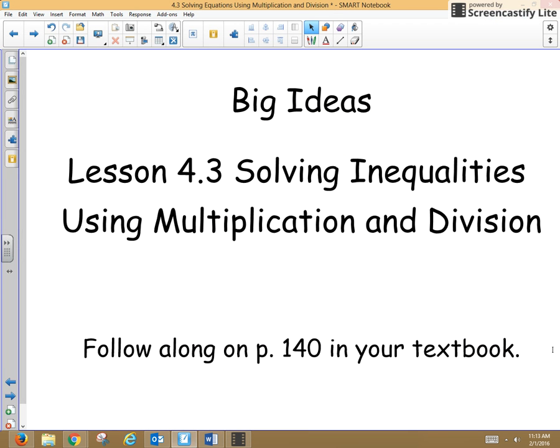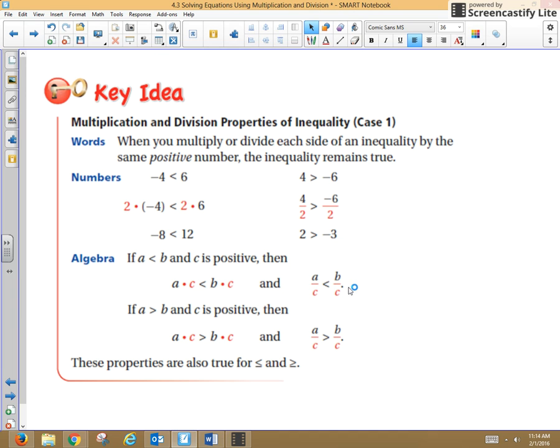Hello students, today we are covering lesson 4.3 on solving inequalities using multiplication and division. Follow along with me on page 140 in your textbook. Our first key idea is on multiplication and division properties of inequality.